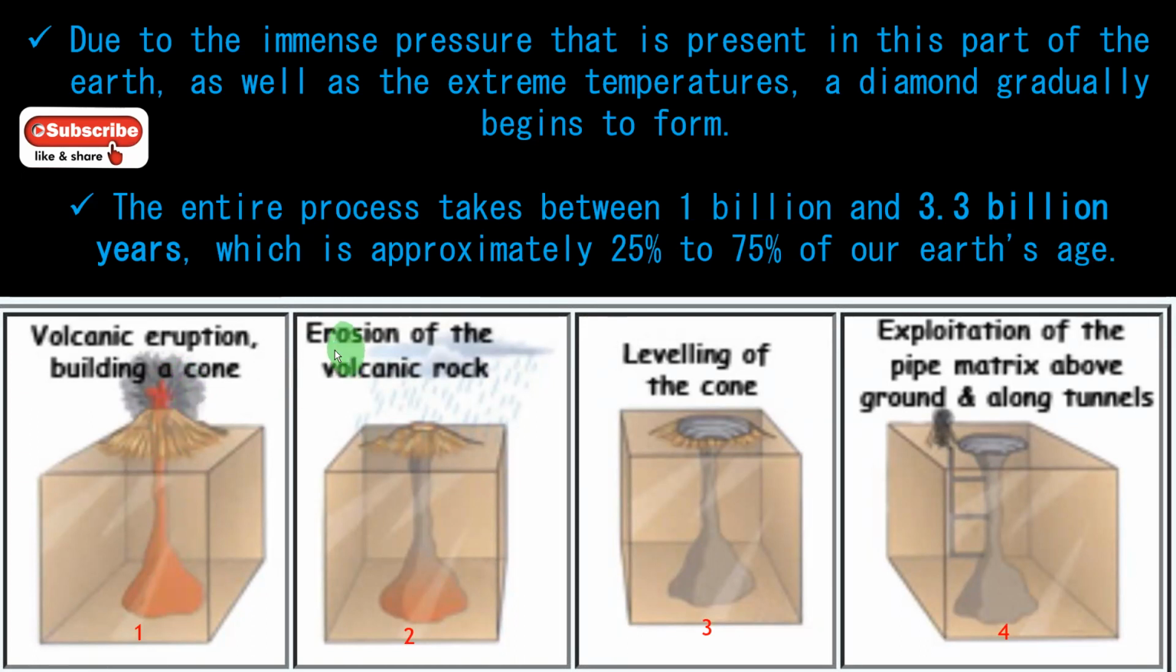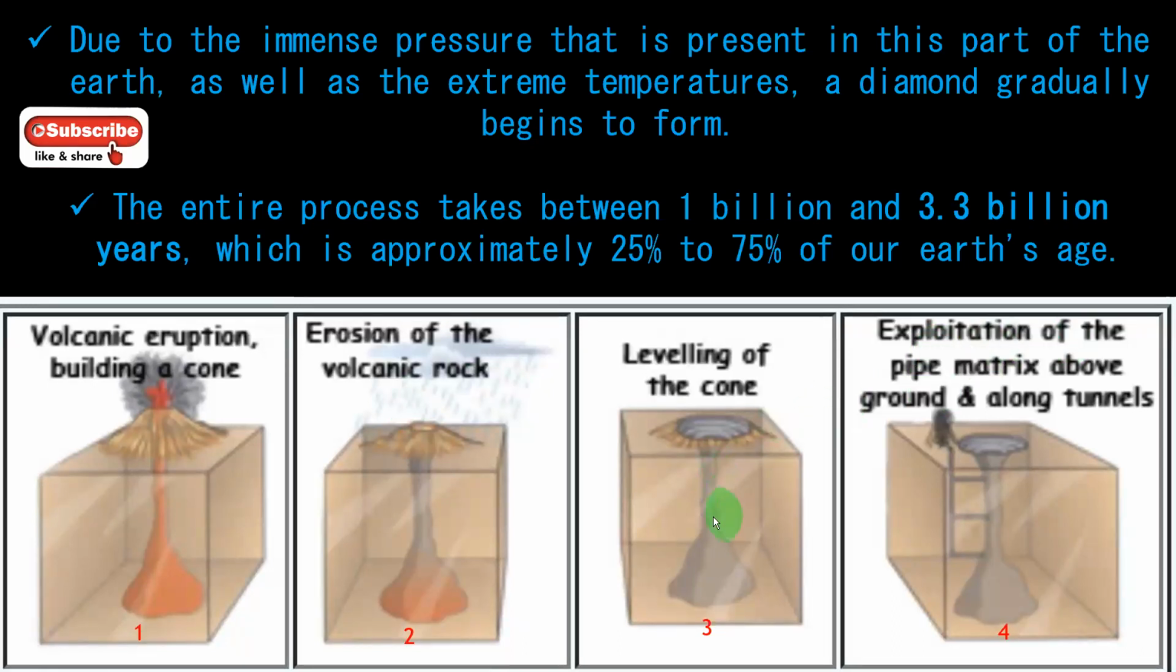Then after that, there is erosion of the volcanic rock, rain, temperature difference and air. So climate changes cool the volcanic eruption, and suddenly it cools inside the cone. Then after several years, the cone is leveled. This cone is leveled. Inside the cone is here. Then exploitation of the pipe.